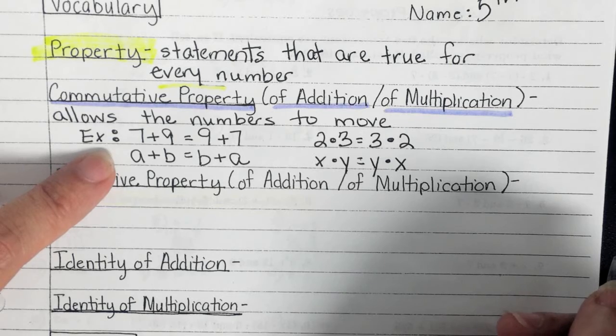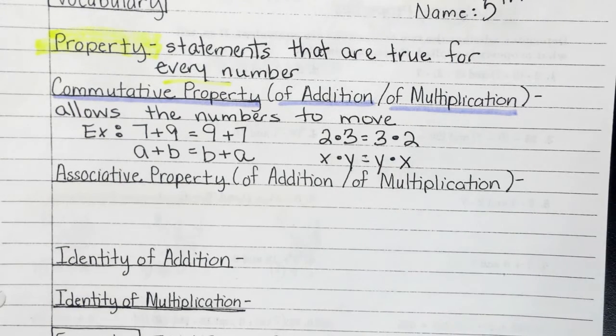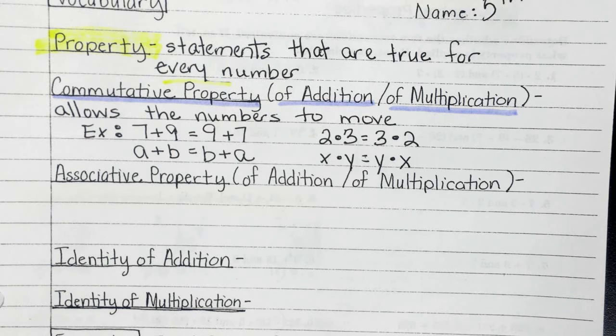So commutative property, you can move them around. You get the same answer. I will give you a hint. Notice there's no parentheses in the math problem. And you only see add or multiply. Okay, everybody good so far?